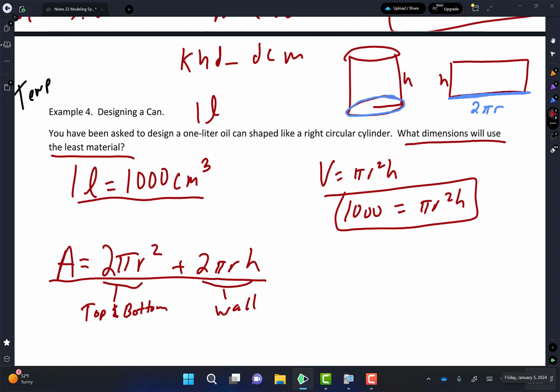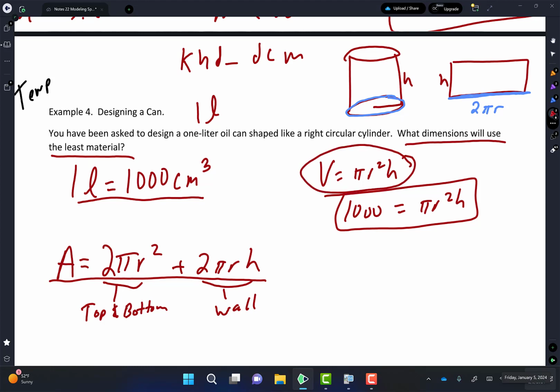Now, you see how you have two variables at the moment? You have r and you have h. You don't want to deal with two variables. I mean, you can do the product rule, but it just makes things more complicated. So how do you make it in terms of one equation or one variable? By using the restriction equation to get it in terms of one.